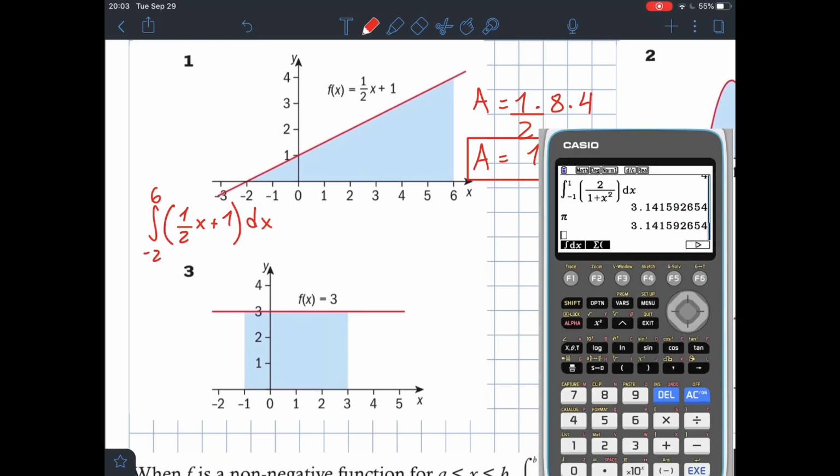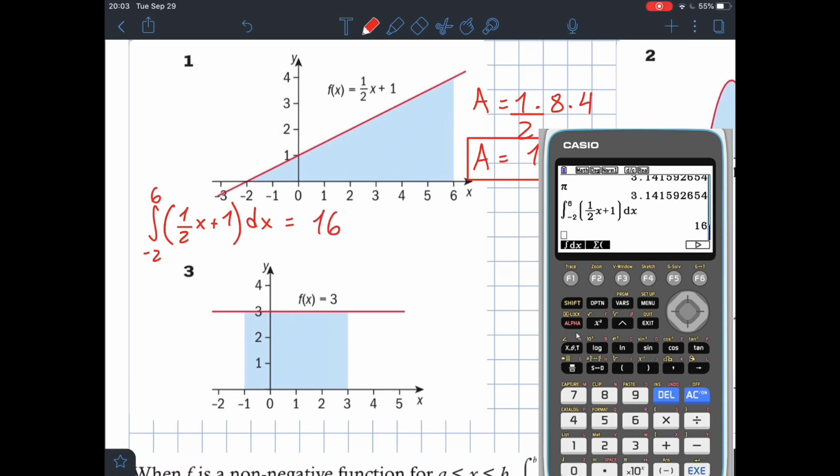If you do this in the calculator, let's see, we're going to find the integral of this function, 1 over 2 x plus 1, from -2 to 6. Find this and you get 16, which is exactly the same result we got.